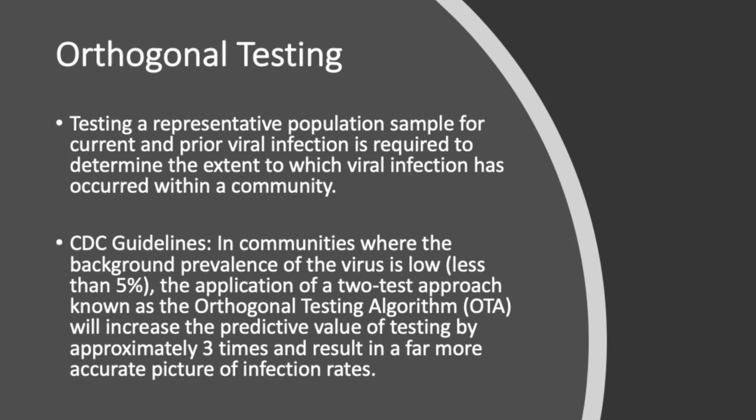Now, the CDC guidelines: in communities where the background prevalence is low, less than 5%, it's very difficult to find out who has it and who doesn't. And so what has happened is they employed an orthogonal test algorithm such that if 2 tests were used, it could be 2 antibody tests, 2 PCR tests. What we think is even better is an antibody test followed by a PCR, which will increase the positive predictive value by 3 times within any given population, which will give a far more accurate picture of who has and who does not have infection and who could be potentially exposed to that infection.